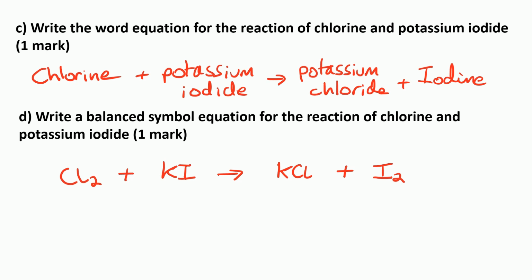And the second mark is for balancing the equation. So we can see we've got two chlorines on the left, so we need two on the right. We can't change the small numbers, all we can do is put large numbers in front of the formulas. So we need to put a 2 in front of the KCl. So we've now got two chlorines on the right, but we've also got two potassiums, two Ks on the right now. So we need 2 on the left. So we'll also put a big 2 on the left.